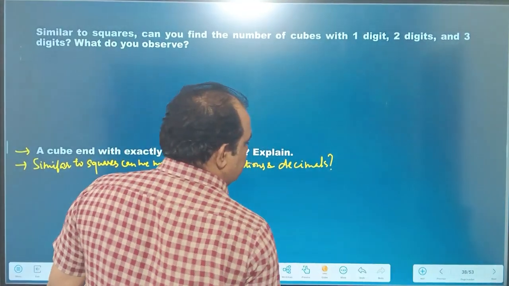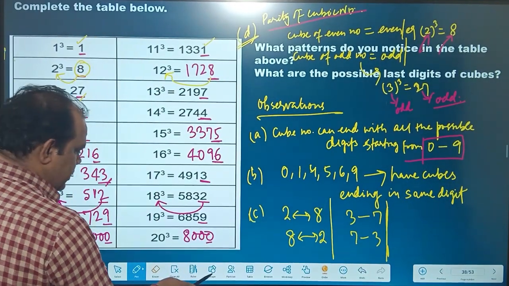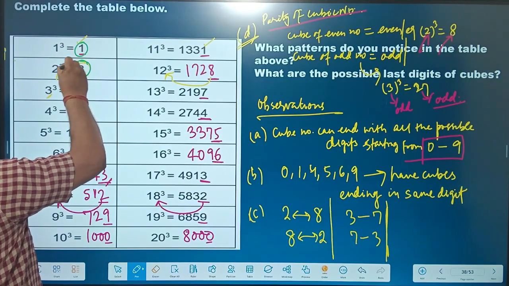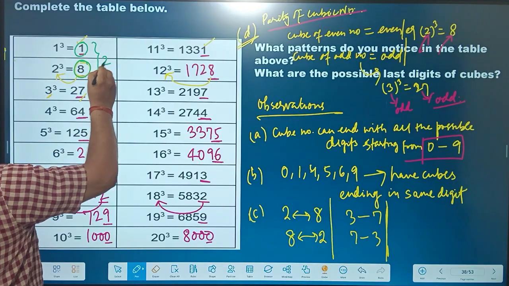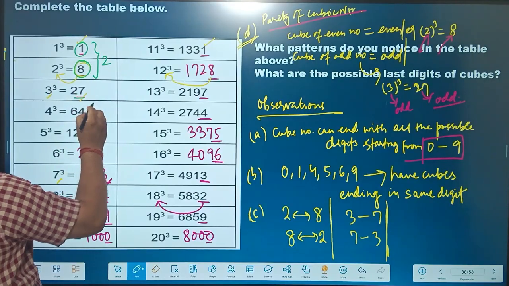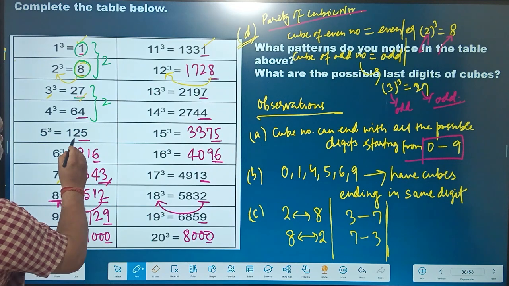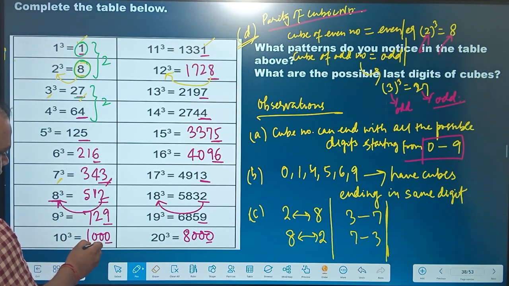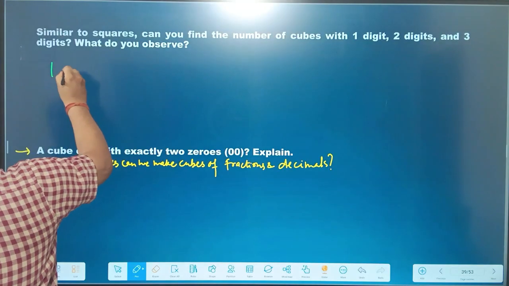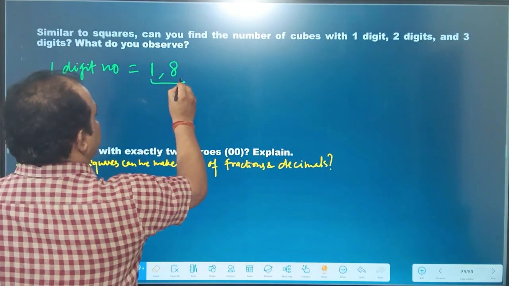We'll come to this table. Let me color it with a different color. So for 1 digit, we have 1 and 8. Only 2 we have, right? Because for the next, if we do the cube of 2, the cube of 3, we get 2 digits. So how many 2 digits do we have? We have 2 again. How many 3 digits do we have? 1, 2, 3, 4, 5, because after this it becomes 4 digits. So this is 5. So the 1 digit cubes are 1 and 8, so the count is 2.